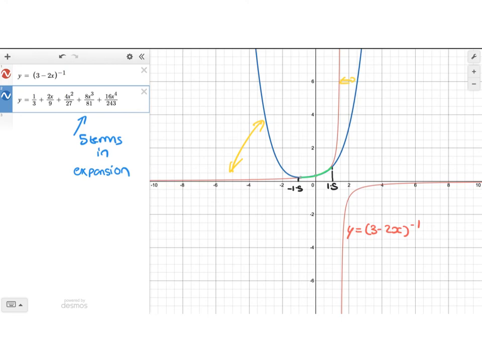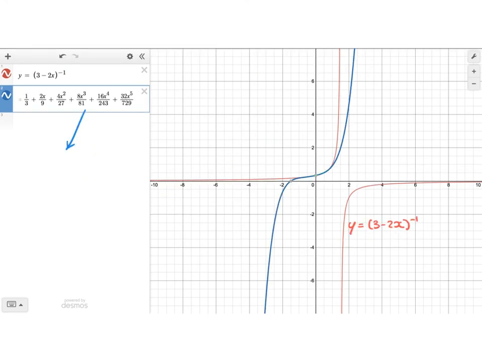So this is my last example here, and we have 6 terms in the expansion. So again, let's look at the comparison between the graph of the 6 terms of the expansion and the original function. So again, at the endpoints, -1.5 and 1.5, we get this very nice fit between the 2 curves, but we get divergence outside of that range, here and here, and they don't match.